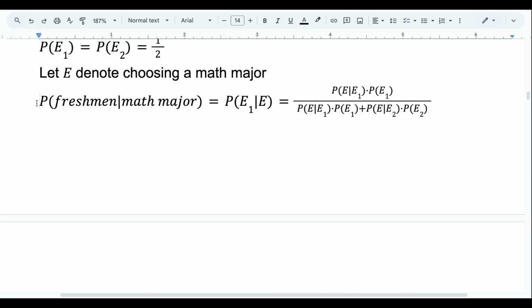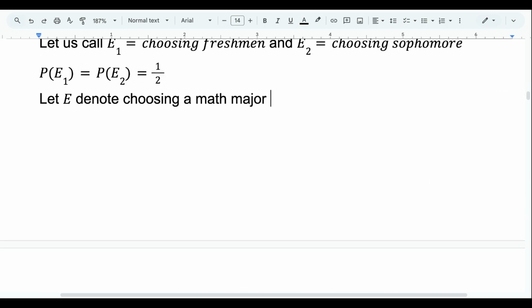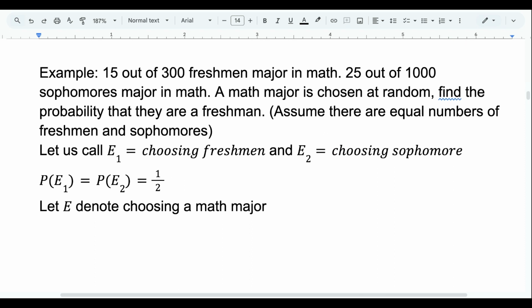Sorry, let me just move this down here. Okay, so that's 15 out of 300. The probability of E1 was a half. Downstairs, we have the same thing. Then we move on to the sophomores. It was 25 out of every 1,000 math majors, again times a half. And then you can cancel out the halves, cancel out the 300s, and you can reduce that down. And it turns out to be 2/3. So, given a math major, more likely to be a freshman.